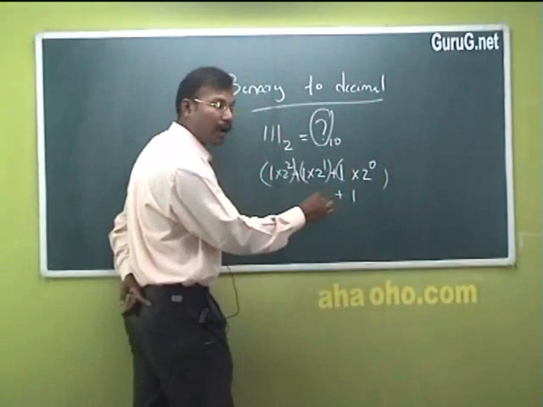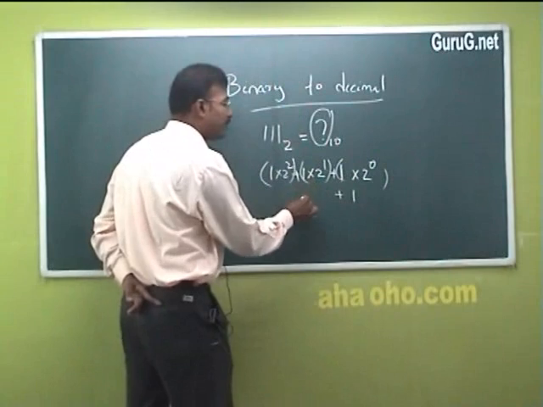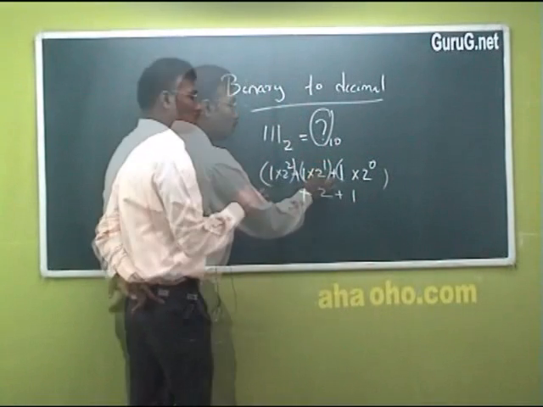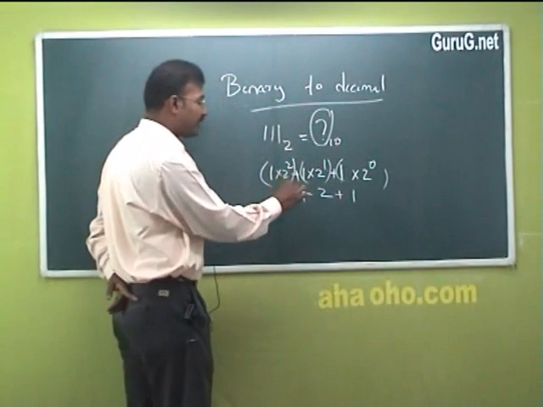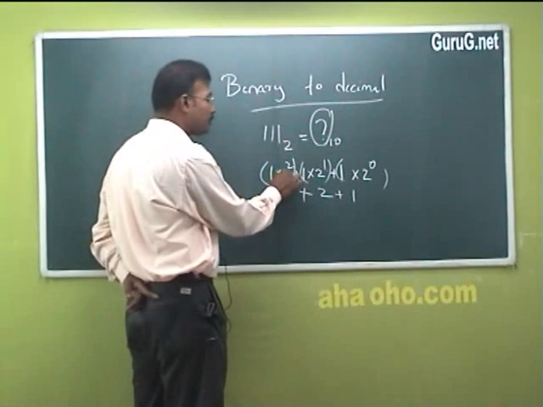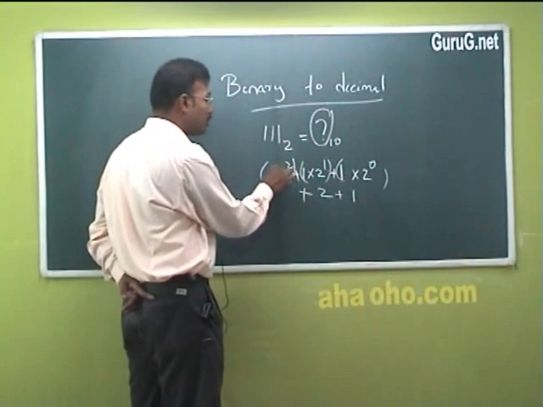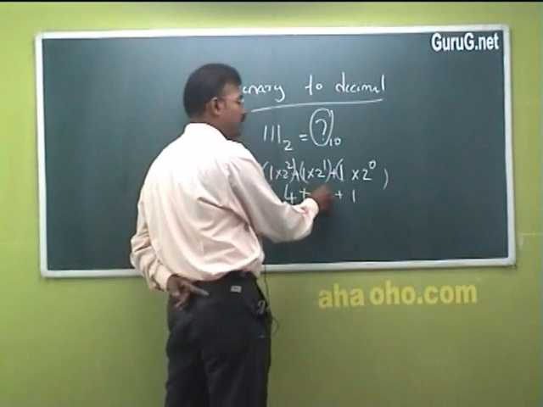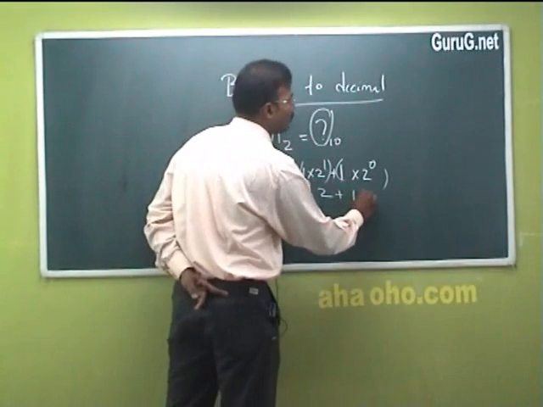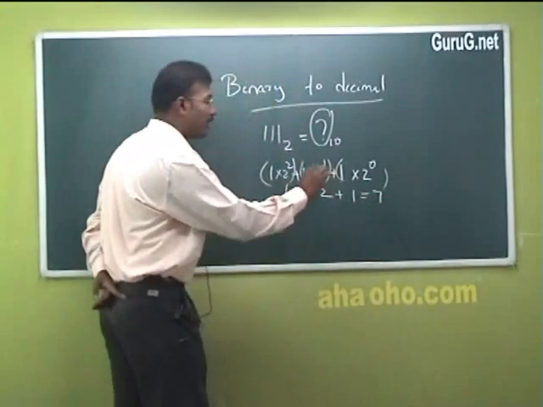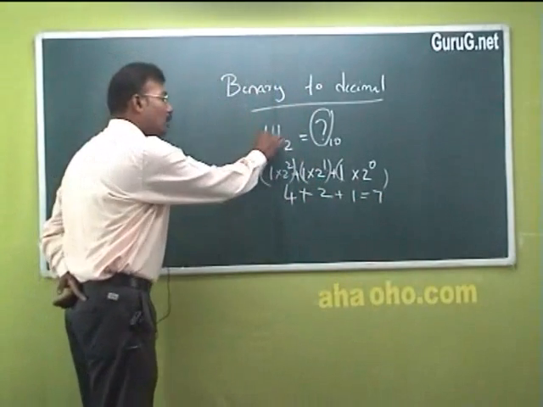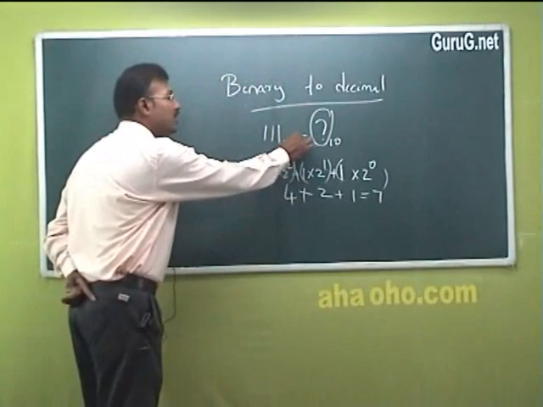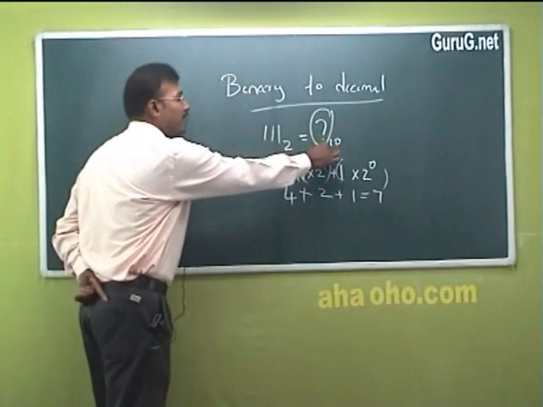2 power 0 is 1, 1 into 1 is 1, and here you can just see 2 power 1 is 2, 2 into 1 is 2. After this, you will have 2 power 2, it will be 4, 4 into 1 is 4. So 4 plus 2 is 6, 6 plus 1 is equal to 7. So the equivalent of 111 to the base 2 is equal to 7 to base 10.